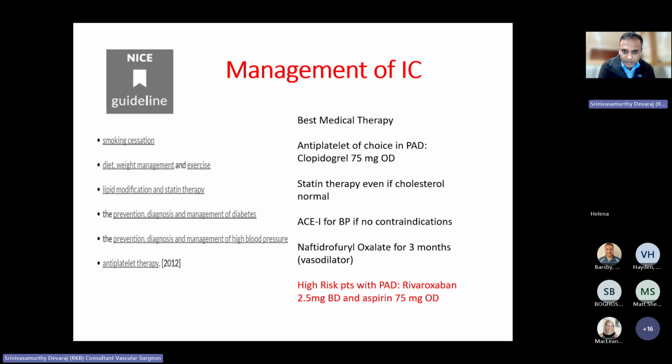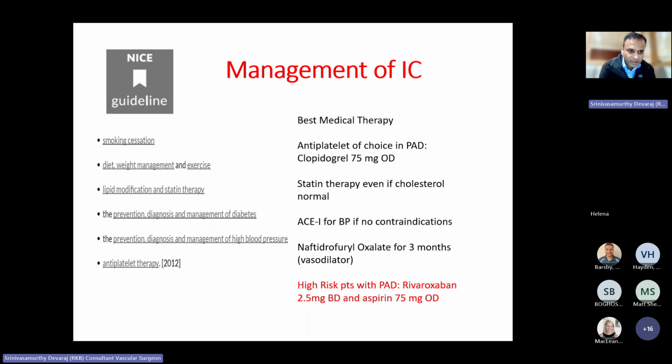The rest of the things, the vasodilator that we use, naftidrofuryl oxalate, it's a trial. It works at best in 50% of patients. The reason we give them the drug is to increase their walking distance, and it may or may not work. It's worth a try for 3 months duration.